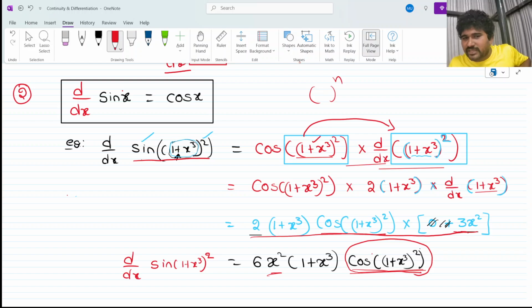Oh, you are thinking that since x cube is there, I should do 2x also, right? Sir, 3x square also. That's what you are doing wrong. Already I did a differentiation. You are expecting to do one more time differentiation.